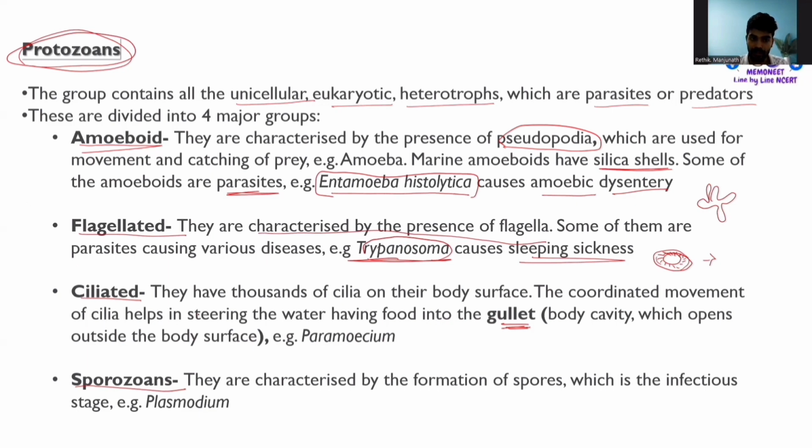One example of the ciliated protozoans is paramecium. The last one is the sporozoans. They are characterized by spore formation. Sporo means that it forms spores, which is an infectious stage. For example, if you have heard about plasmodium, plasmodium is a sporozoan. They normally produce spores, and that is the infectious stage.